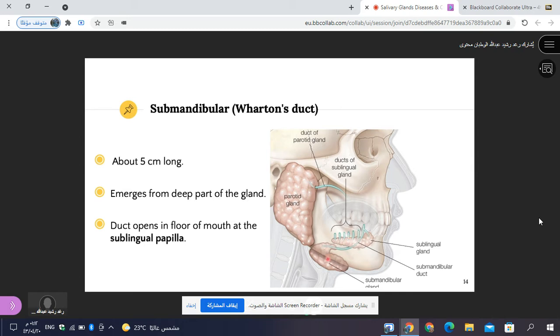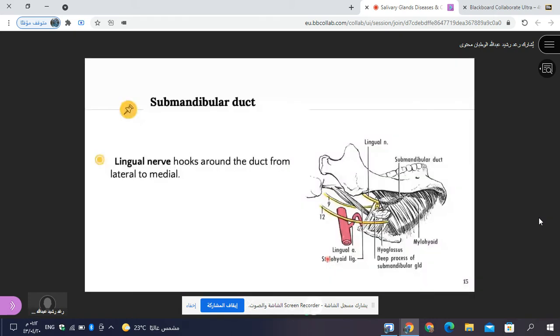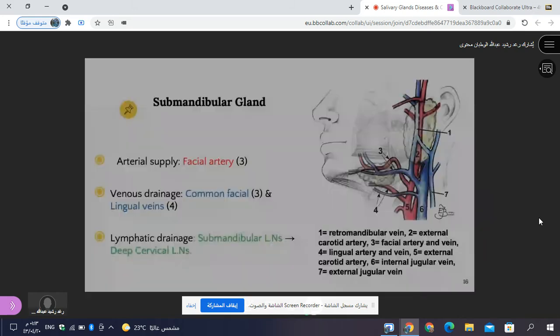So this is the submandibular duct. What about the submandibular duct? Is there an important relation? Yes, there is the lingual nerve. The lingual nerve hooks around the duct. As you can see, this is the lingual nerve, hooking around the duct from lateral to medial. As I said, any nerve or blood supply around the gland will be part of its supply.